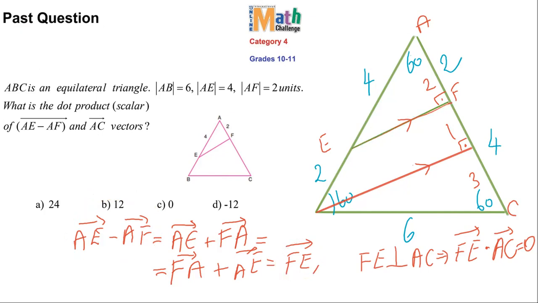So this one. And AC is this one. They are perpendicular, and their dot product is 0. So we didn't do any calculation. We just showed that they are perpendicular.